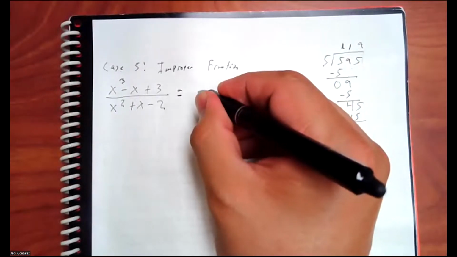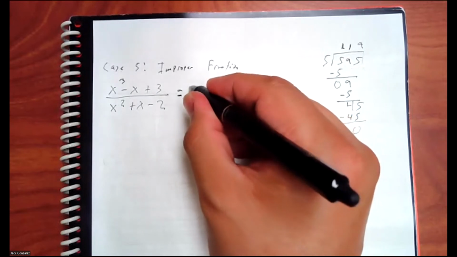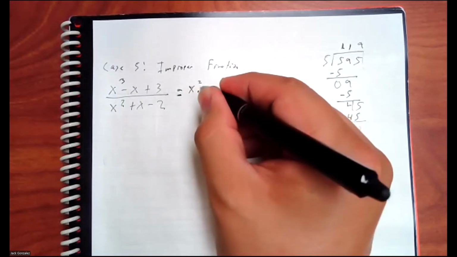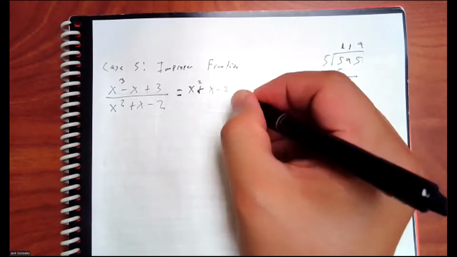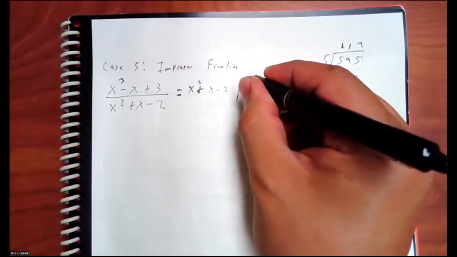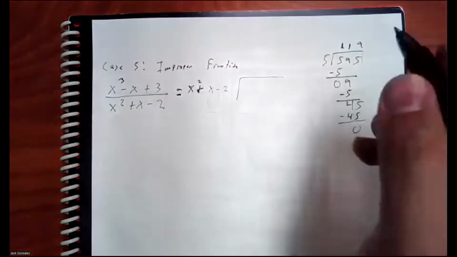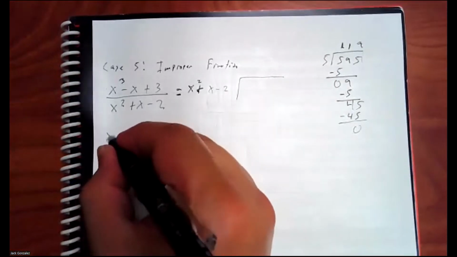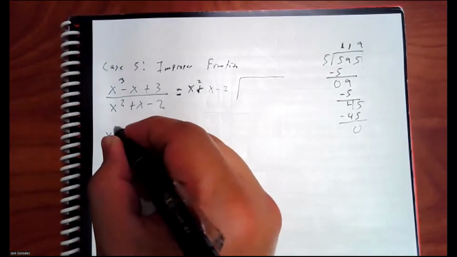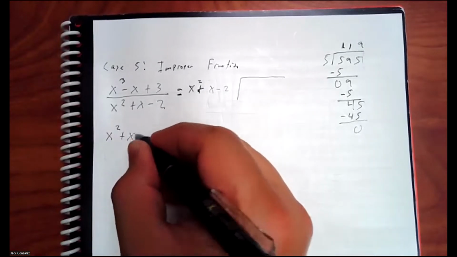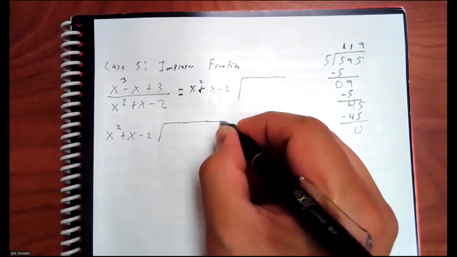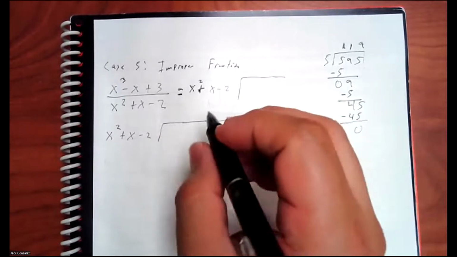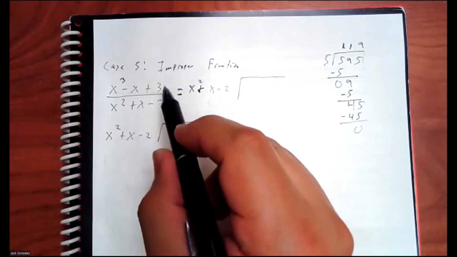Let's see here. X squared plus x minus 2. You know what? Maybe I'll do it down here. The bottom one is dividing into the top one.